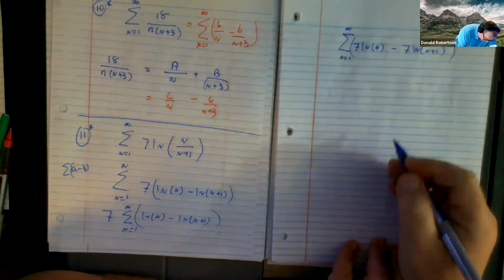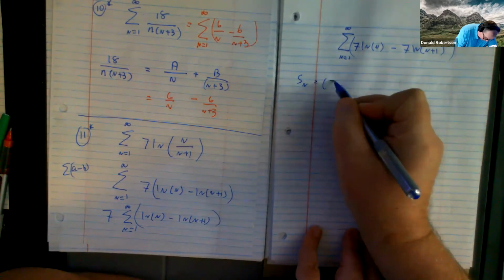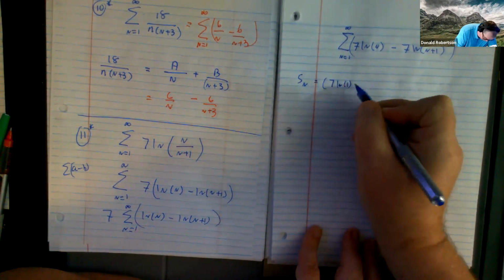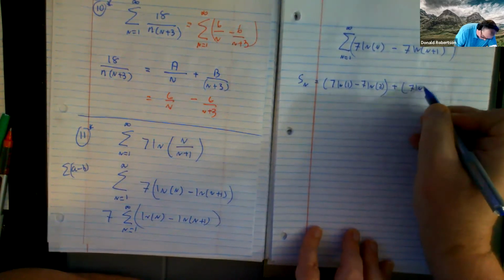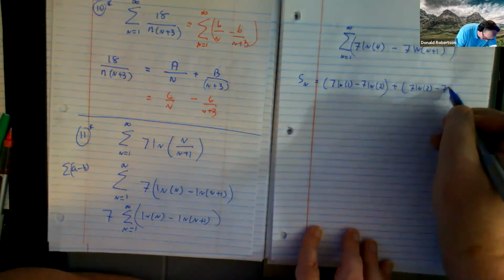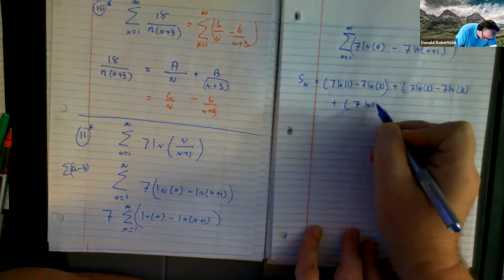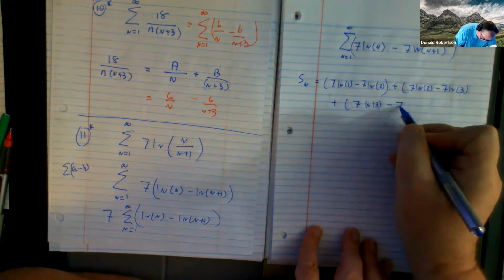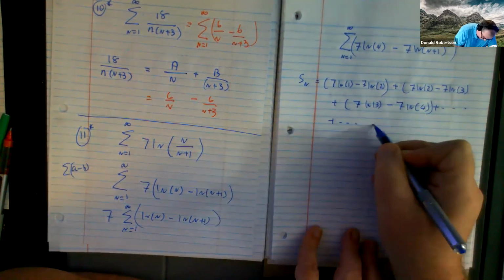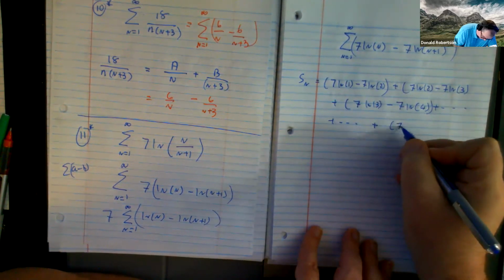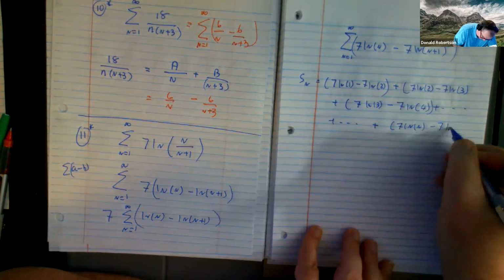All right, you plug in 1. So you'll get 7 log 1, take away 7 log 2. And then the next term is going to be 7 log 2, take away 7 log 3. And the next one's going to be 7 log 3, take away 7 log 4. You could keep doing that forever, but we will finish at 7 log n, take away 7 log n+1.